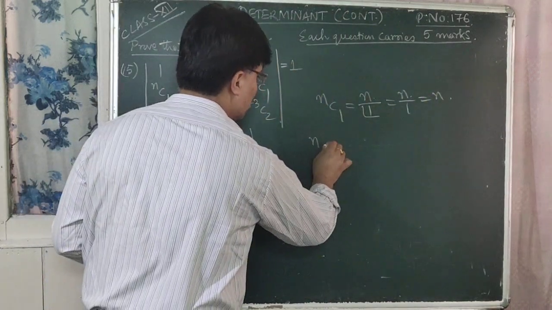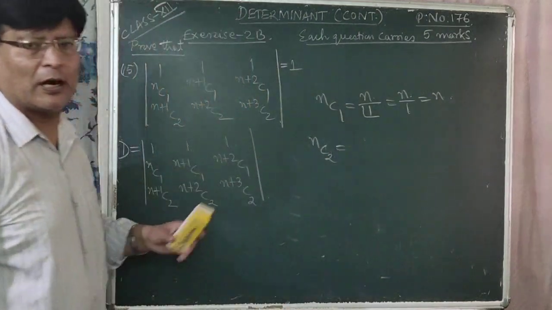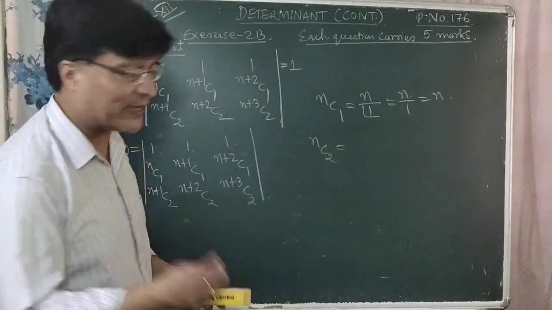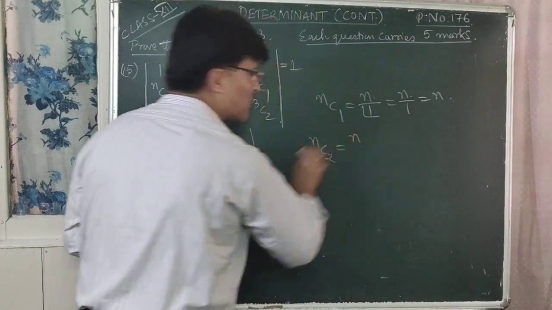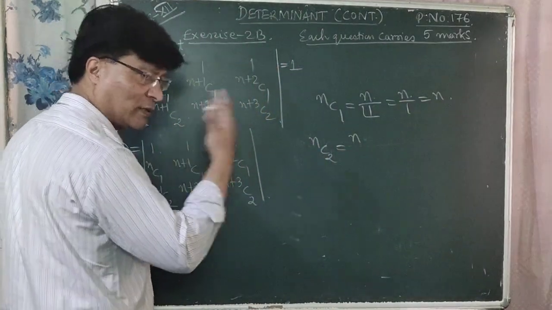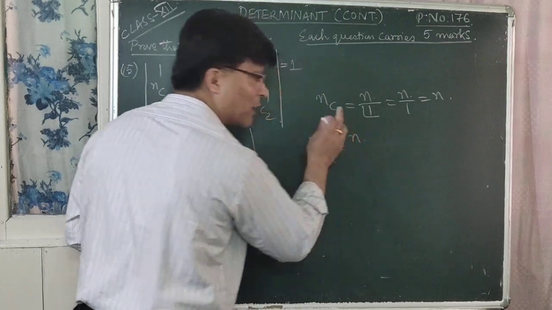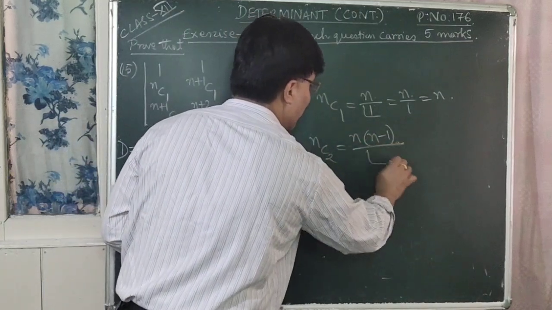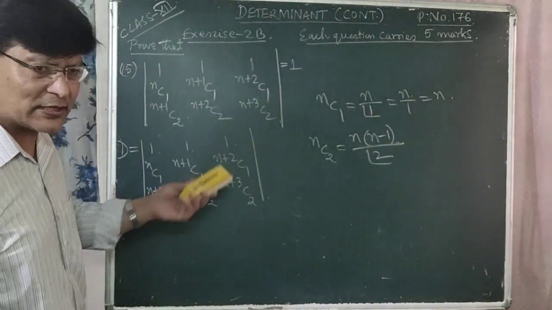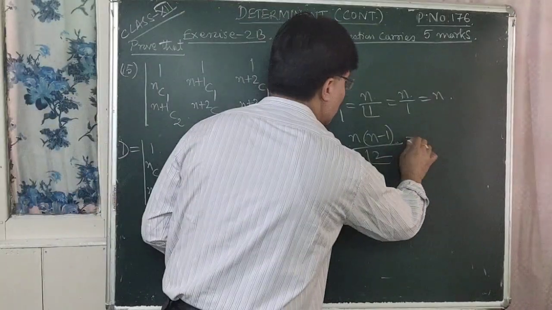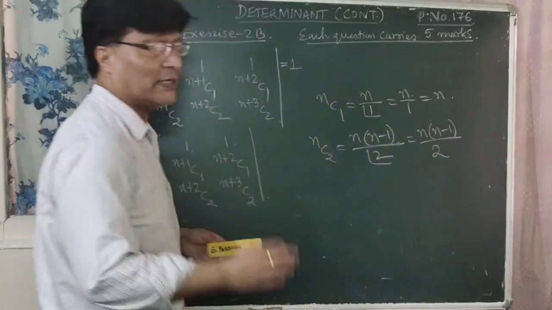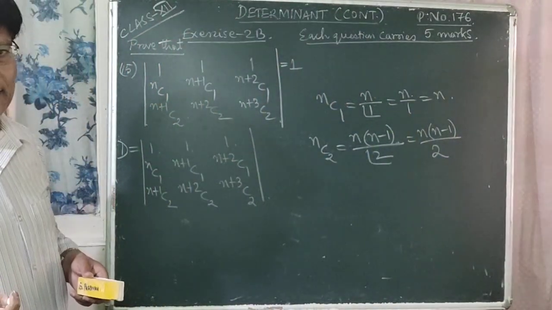Similarly, what is NC2? How will you write NC2? Starting from n, how many factors should be there? 2 factors. That is, the first factor is n. What is the second factor? One less, that is n minus 1, divided by factorial 2. That is the formula, isn't it? So it is equal to n into n minus 1 divided by factorial 2, which means 2 into 1.